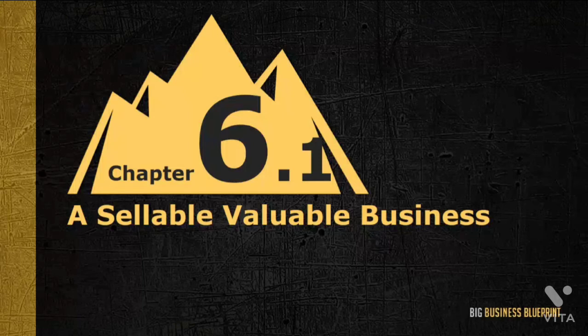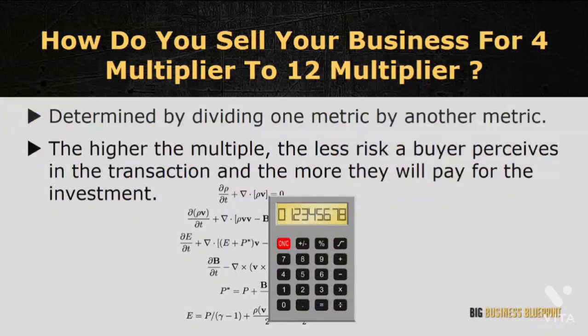So how do you sell your business for a 4x to 12x multiplier? And what's a multiple anyway? A multiple measures some aspects of a company's financial well-being, determined by dividing one metric by another metric. The metric in the numerator is typically larger than the one in the denominator. A multiple works in a way that it is a measurement of risk. The inverse or reciprocal of a multiple shows the current return on an investment.